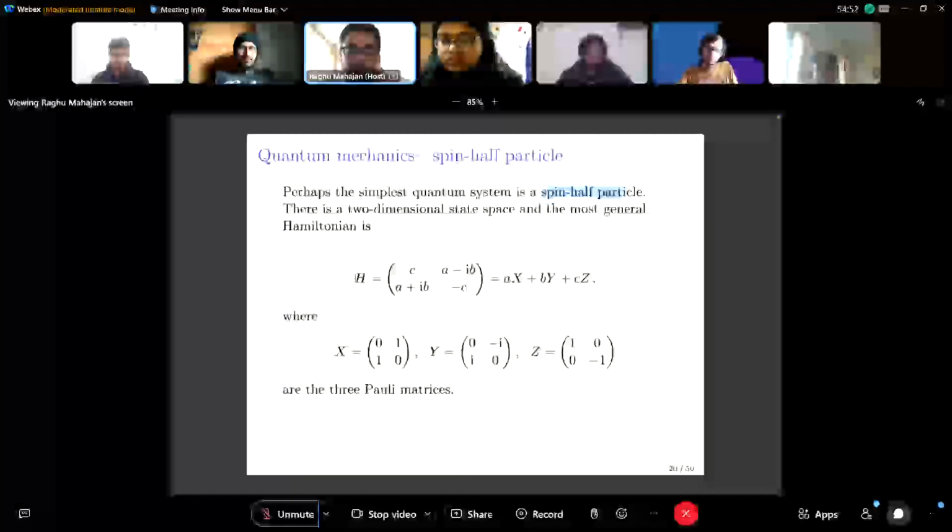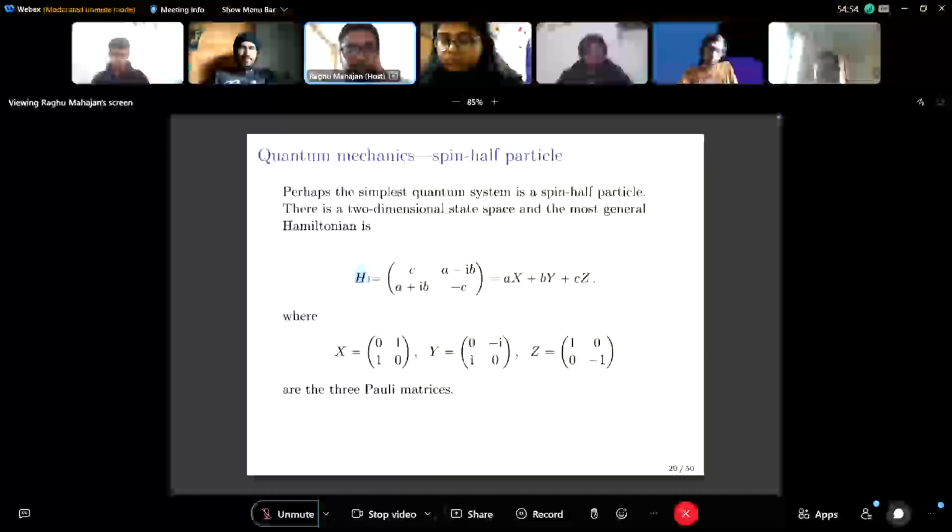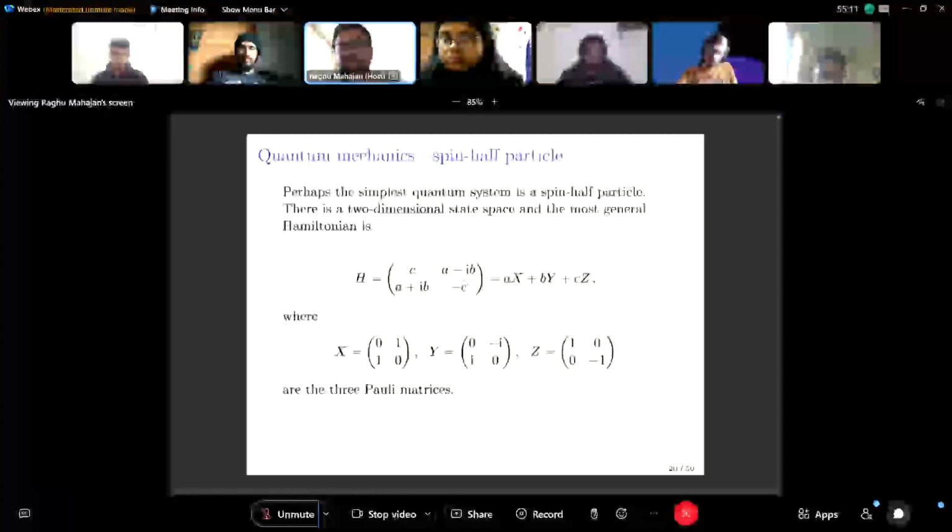Now, this H is the so-called energy of that system. And in quantum mechanics, energies are matrices. They're square matrices having a size equal to the dimension of this vector space. So we had a two-dimensional vector space, so H is a 2 by 2 matrix, and it has to be a so-called Hermitian matrix. It doesn't matter. It just looks like some matrix like C, minus C, A minus iB, A plus iB. i is the square root of -1, and A, B, and C are real numbers.